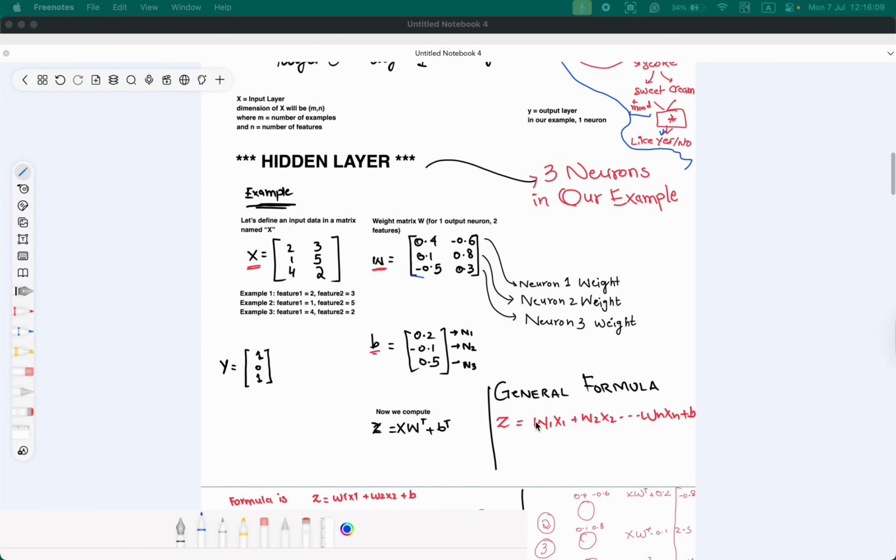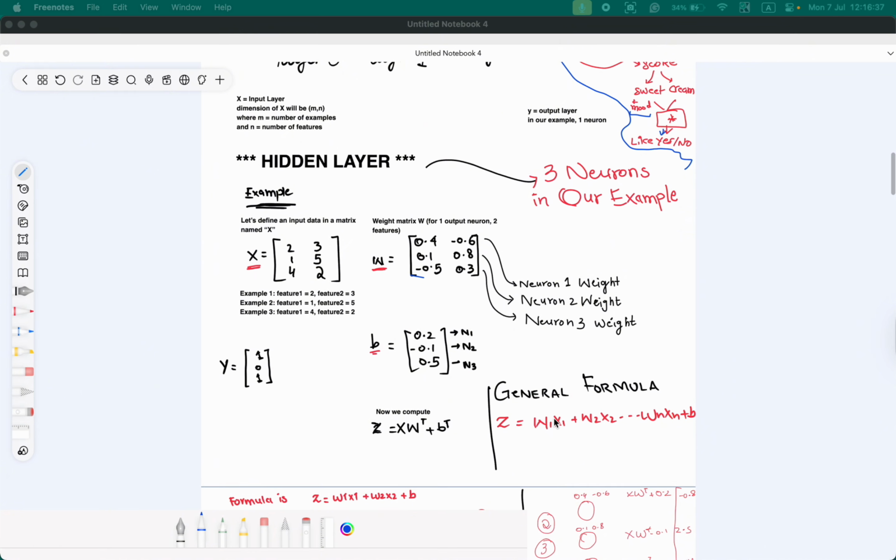So the general formula is Z equals W1 X1 plus W2 X2 until Wn Xn plus B, where X1, X2 and Xn are the features your data may have, and each input feature is multiplied by certain weights, with a bias term added at the end.